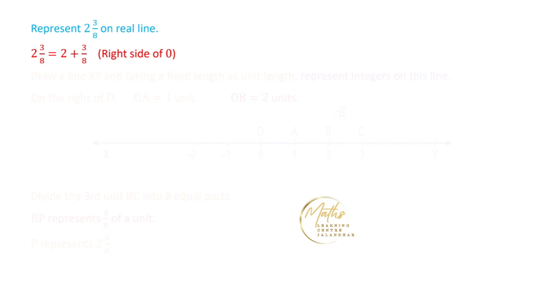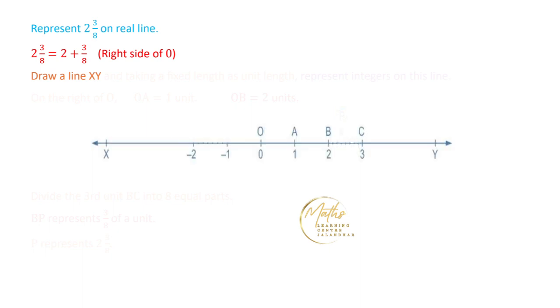So how we are going to proceed is we draw a line XY and mark the points on it as we do in the case of integers. We have represented the integers on this line. Now we have to mark the point 2 whole 3 by 8, which we have seen is 2 plus 3 by 8.